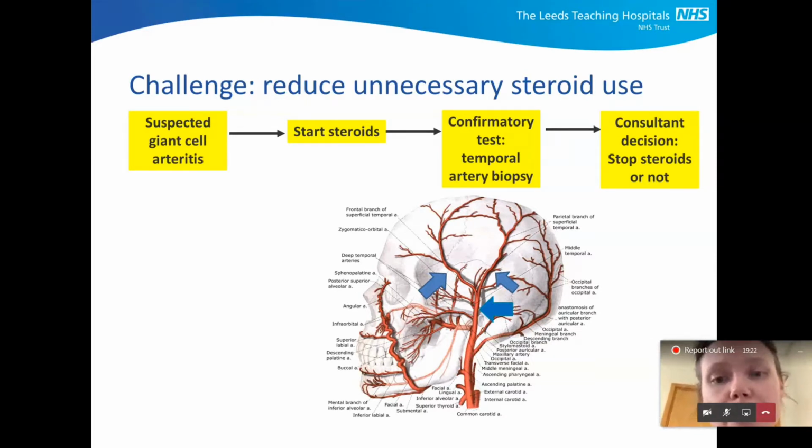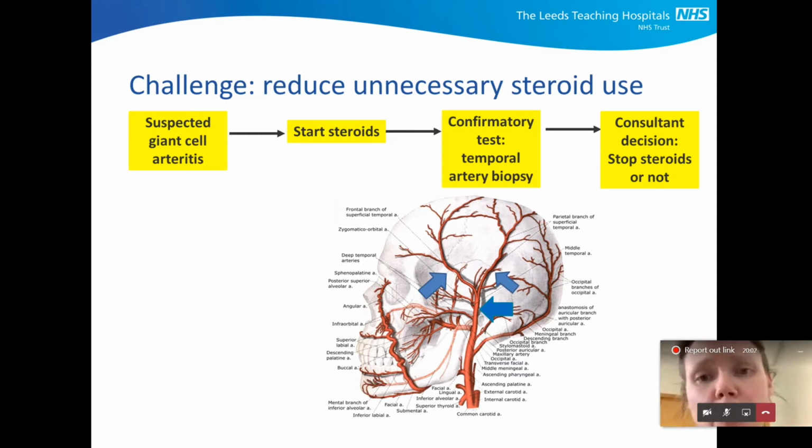So our current pathway is that we treat this as soon as it's suspected with high dose steroids. And then we ask doctors to refer to us urgently. And previously, what we used to do is to then assess them clinically and request a temporal artery biopsy to confirm the diagnosis. And then once that biopsy had been done, and once patients had come back to clinic to have that result reviewed, they would then either stop steroids if the biopsy was negative and it didn't look like giant cell arteritis, or the steroids would continue long term for this disease.